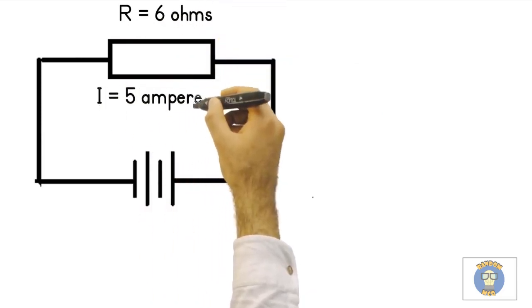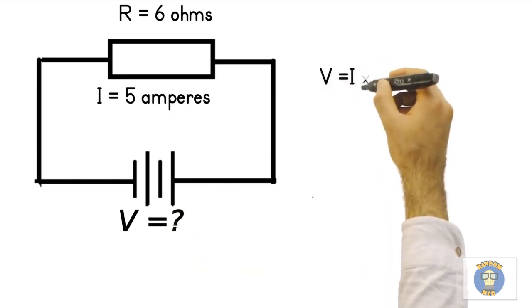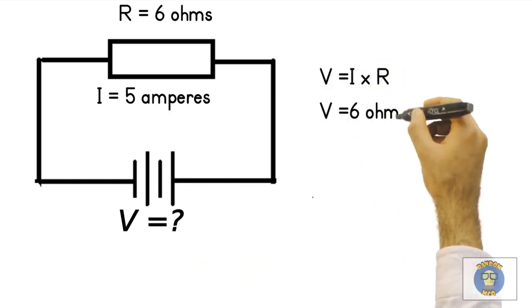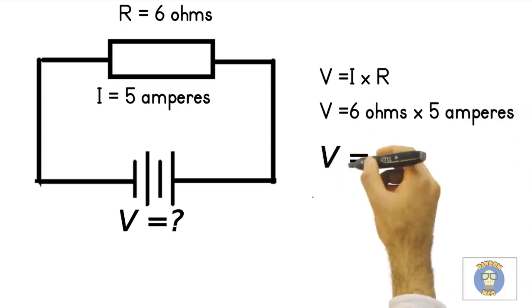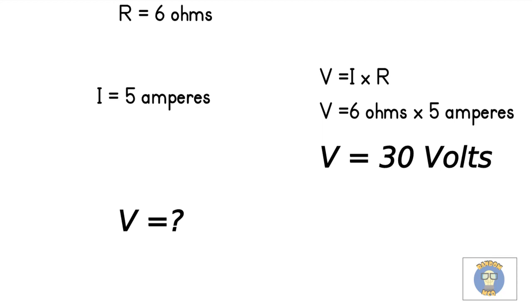Consider the circuit in the figure, with resistance R equal to 6 ohms, and a current I of 5 amperes. Calculate the voltage V. Using Ohm's law, to calculate the voltage, V is equal to 6 ohms times 5 amperes, which is equal to 30 volts.